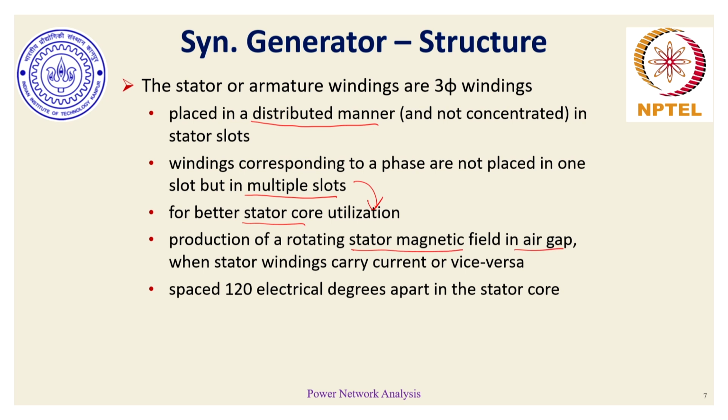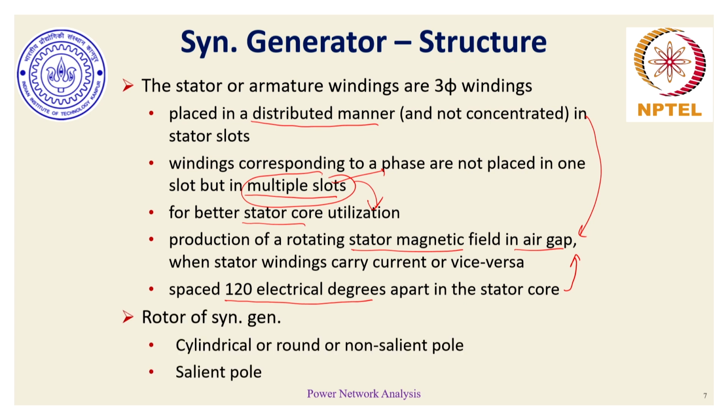thanks to the nature of AC currents which are present in the synchronous generator or motor, and also the fact that these slots for a particular phase of a winding are intentionally spaced apart by 120 electrical degrees in the stator core. And that's the reason why, with a combination of the arrangement of stator windings as well as the nature of armature current in the stator windings, a rotating air gap field is produced.